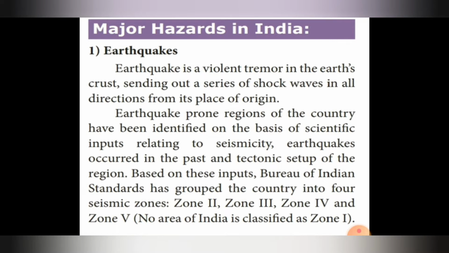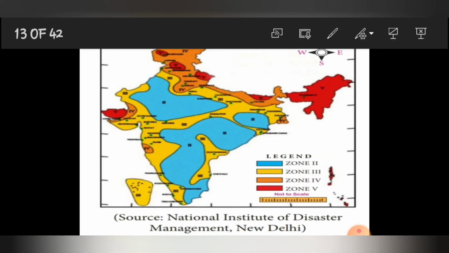Tectonic setup is nothing but the movement which happens inside the earth, the internal part of the earth. That is called tectonic movement, right? Based on these inputs, Bureau of Indian Standards has grouped the country into 4 seismic zones. What are they? Zone 2, 3, 4 and 5. No area of India is classified as zone 1. We'll see what they are.